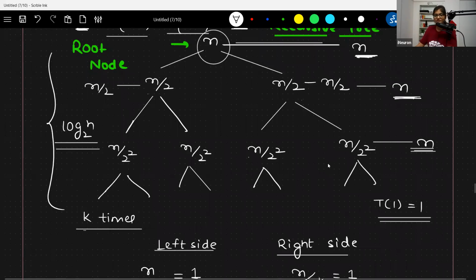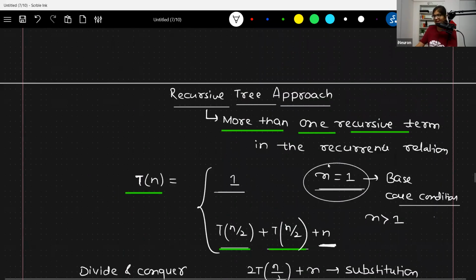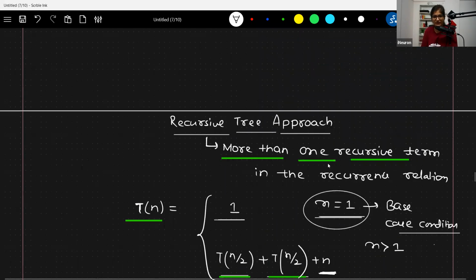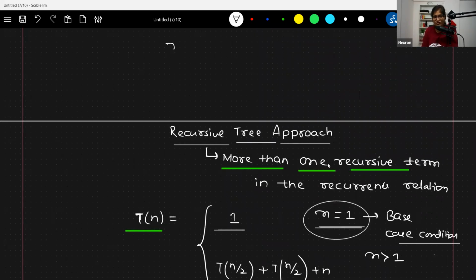Let me try to discuss one more example with you all. With this, you will be able to understand. Suppose you are trying to split your data into 2 parts, right? n by 2 and n by 2. Or maybe, for example, n by 4, and here it is n by 5.